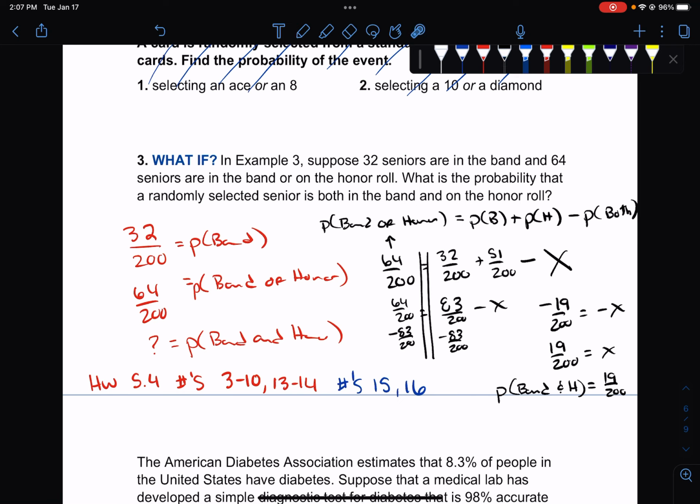So I added 2 problems. That's it for the homework. You've already done these ones, I think. But I want you to do numbers 15 and 16. Now you know how to do those 2 problems. And then move on to the next video.